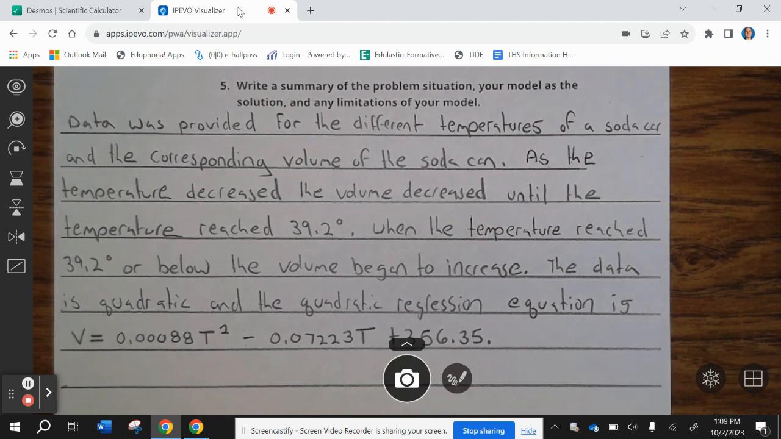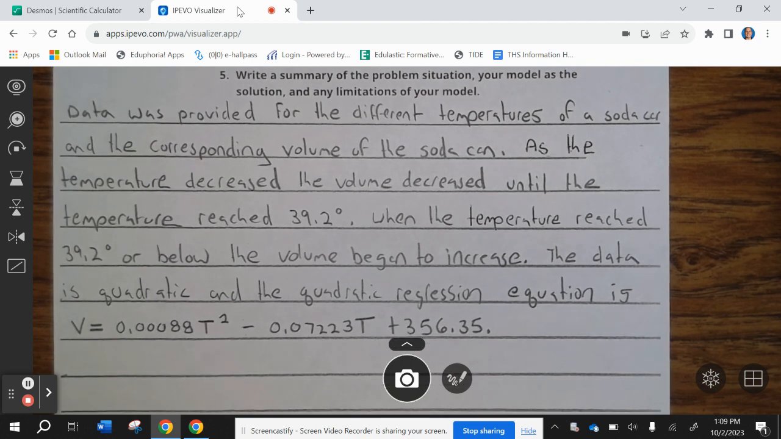All right, write a summary of this problem situation, your model as the solution, and the limitations of the model. Data was provided for the different temperatures of a soda can and the corresponding volume of the soda can. As the temperature decreased, the volume decreased until the temperature reached 39.2 degrees. When the temperature reached 39.2 degrees or below, the volume began to increase. The data is quadratic, and the quadratic regression is V equals 0.0088 t squared minus 0.07223 t plus 356.35.